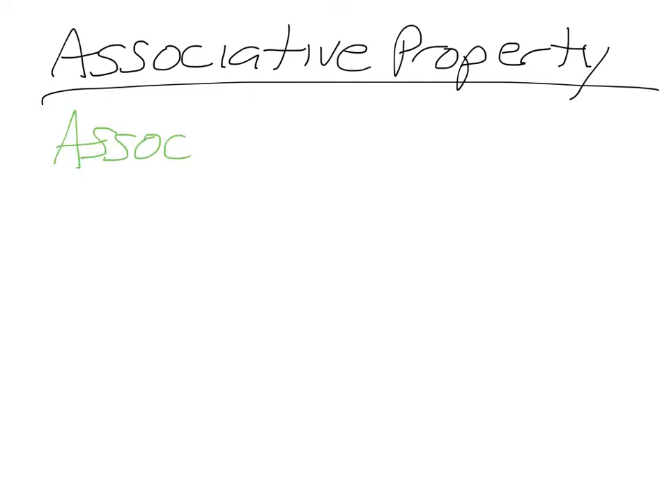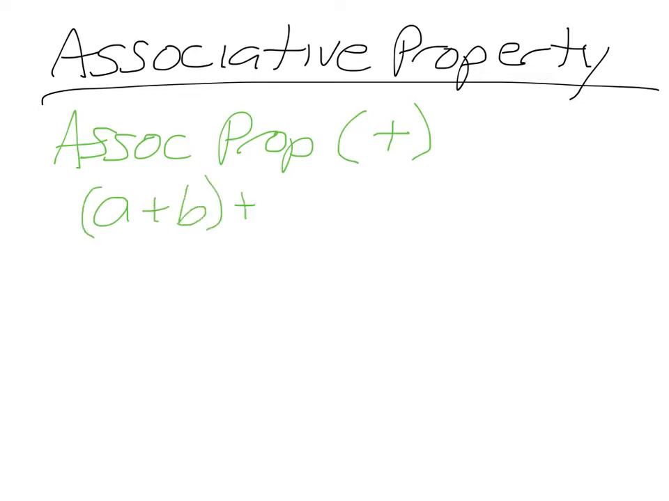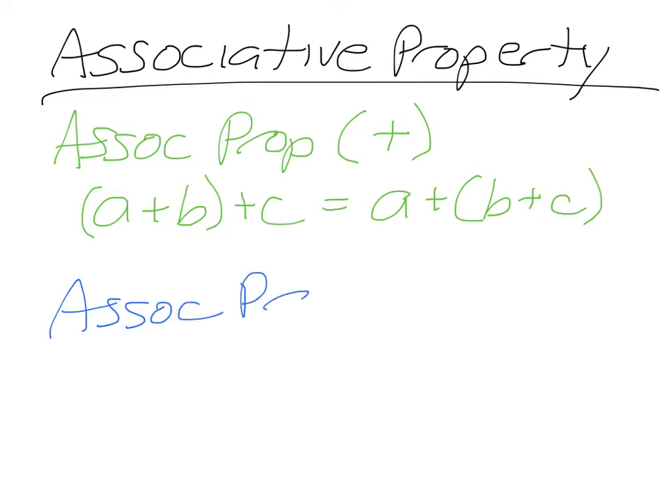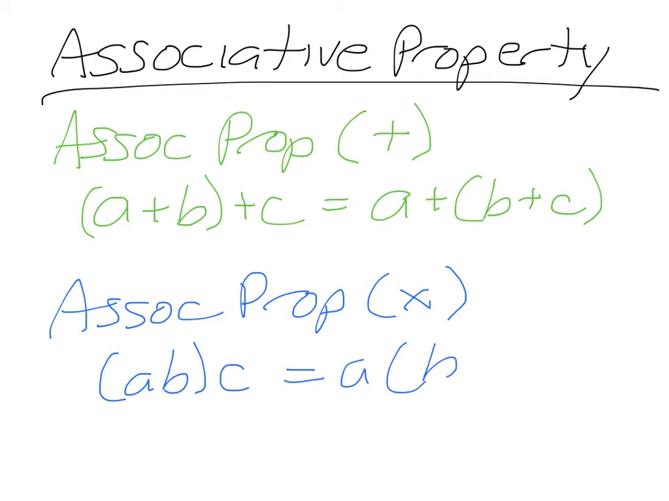So the associative property of addition says, I don't care if you do A plus B and then C, or if you do B plus C first, because that's in parentheses, and then add A. So that's the associative property of addition. The associative property of multiplication is just the same, except in this case, it talks about how the order we multiply in really doesn't make a big difference.